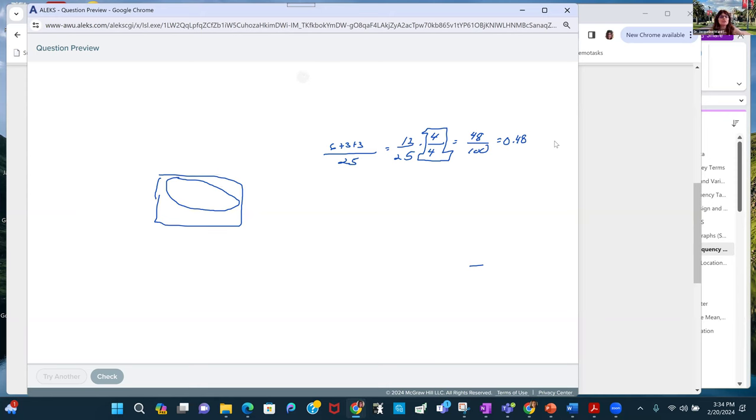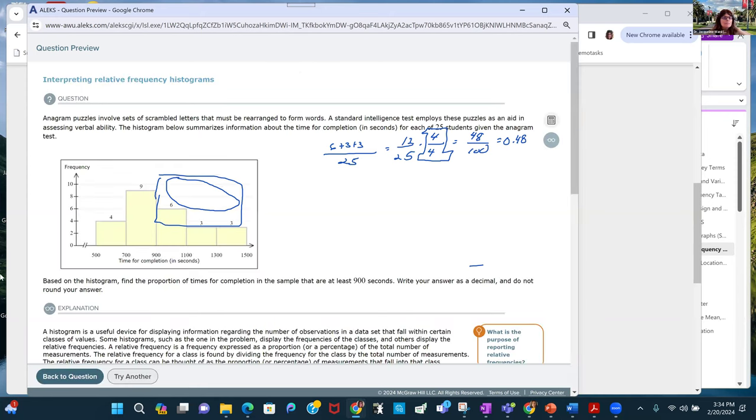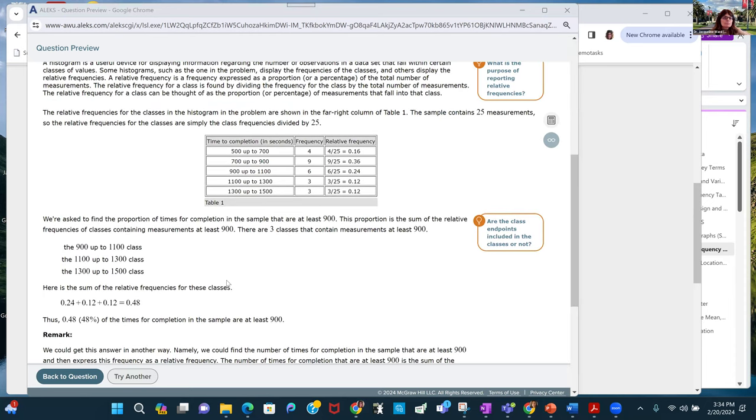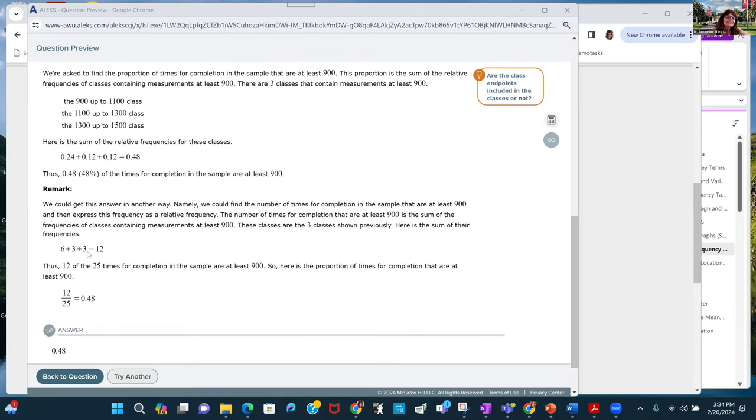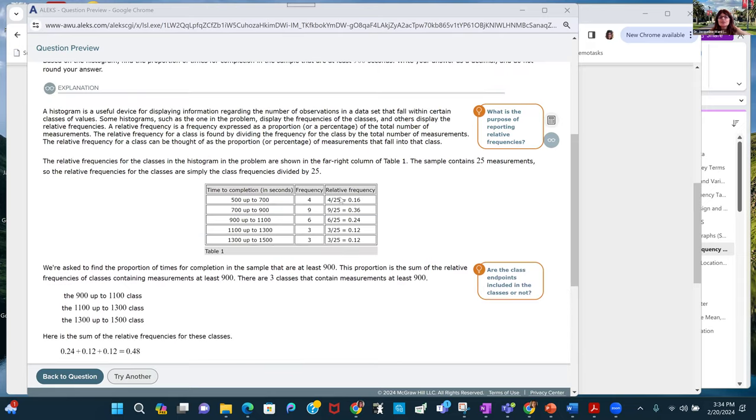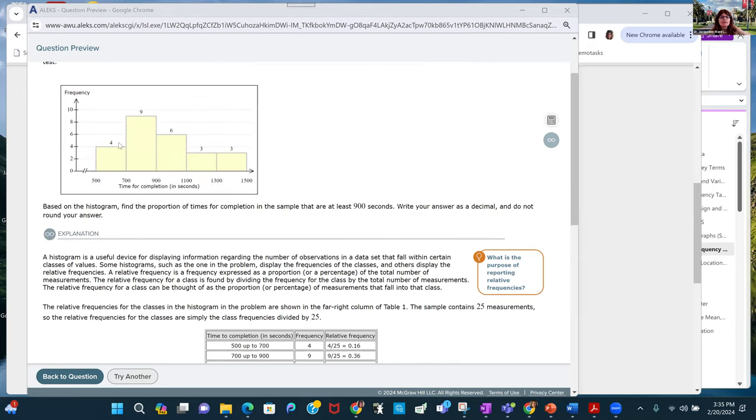Wants to see the Alex explanation. So they did each one separately, which is fine. And they did each one separately to show the relative frequency. So between 500 and 700, there were 4 students out of 25, that's 16%. And here there were 9 students out of 25, that's 36%, et cetera, et cetera. So they show each one, but in the end, they did the same thing I did.